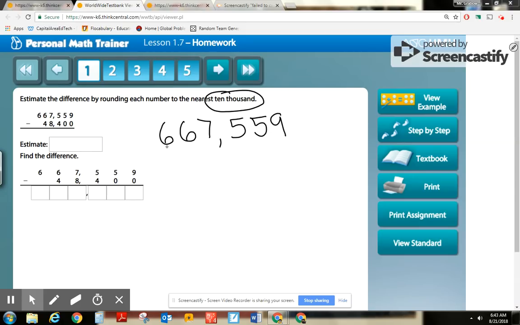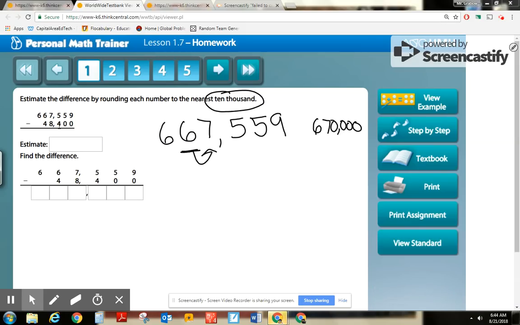I need to round 667,559 to the nearest 10,000. So ones, tens, hundreds, thousands, 10,000s. I look to the right and it tells me 5 or more, I have to raise the score of the underlying number. So I'm going to raise the 10,000s place.